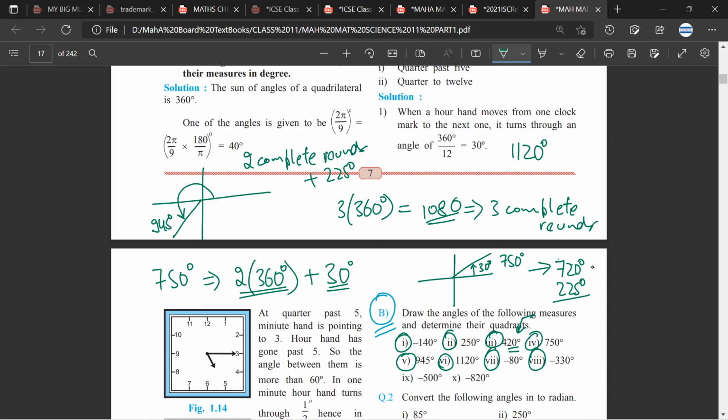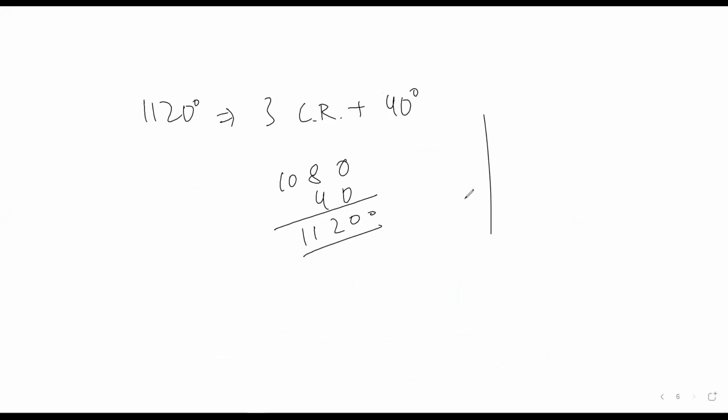So 1120, 1080 would be subtracted, and you'll have 40 degrees more. Am I correct? Yeah, I'm correct. So basically, what we are talking about is that 1120 degrees are 3 complete rounds plus 40 degrees. 1080 plus 40 is 1120.